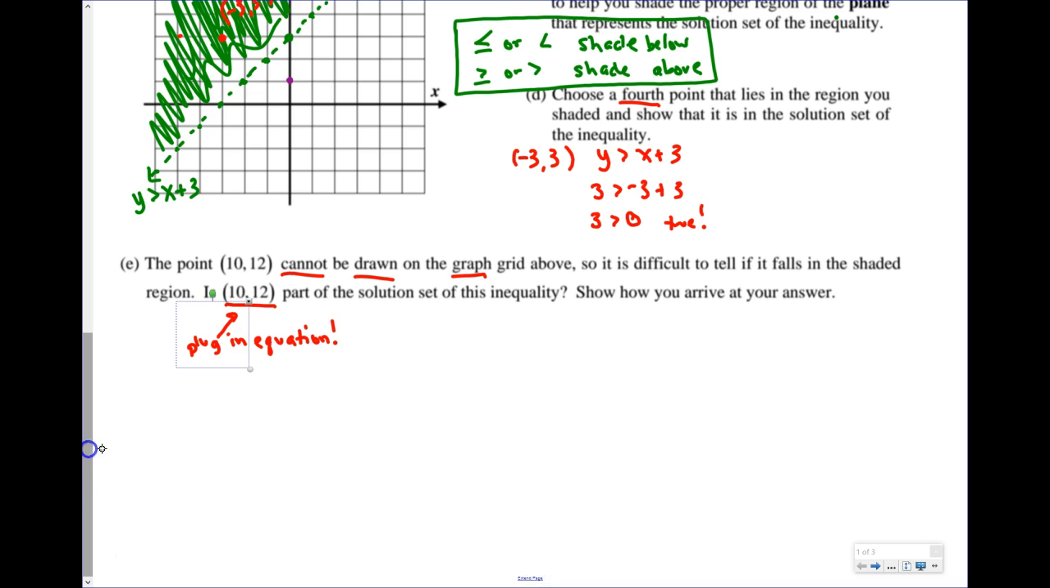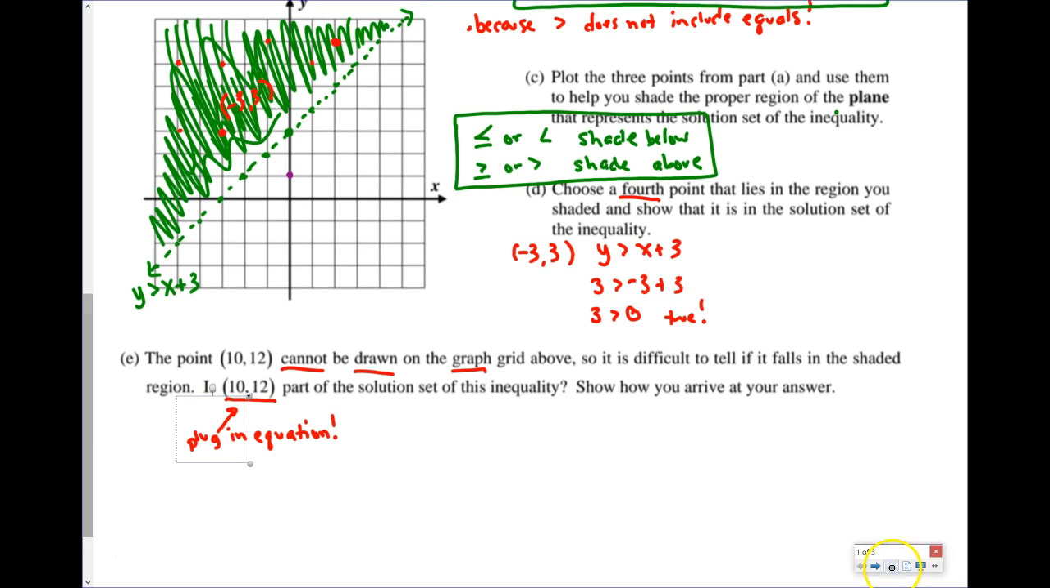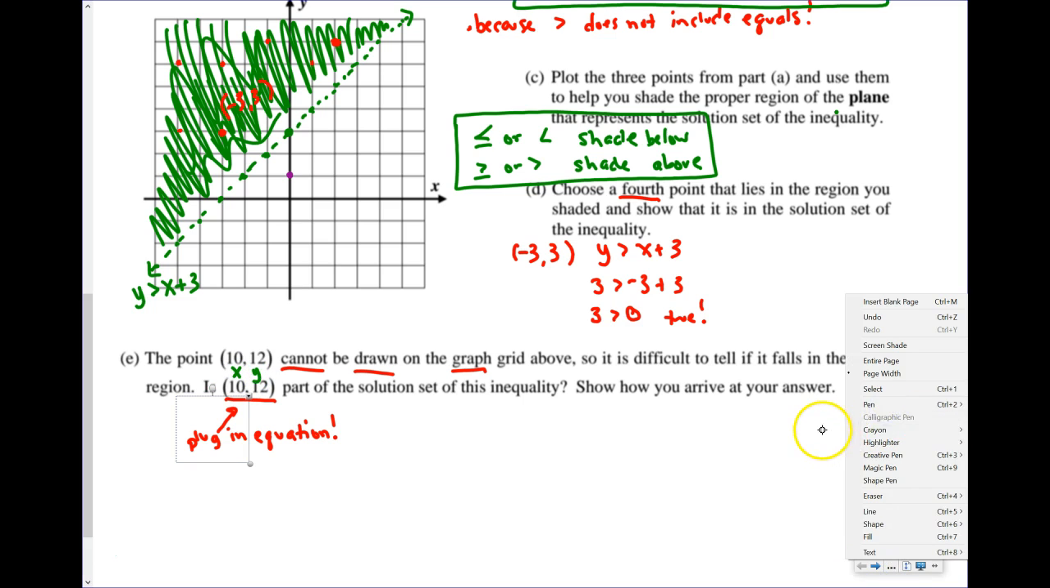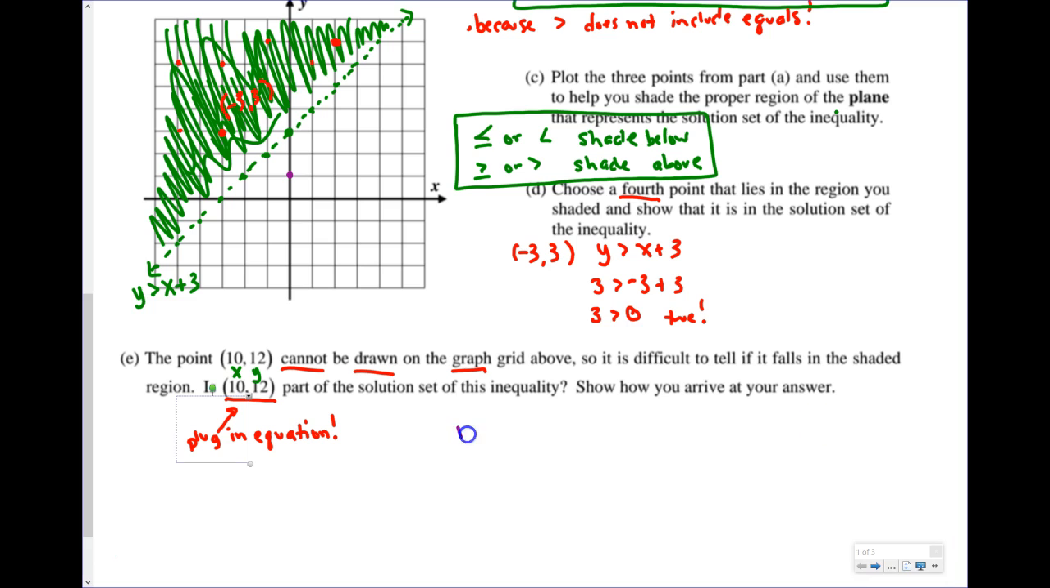You can actually look on the graph, or you can plug it in. So I'm going to label this 10 and this 12, x and y. I'm going to rewrite my equation: y, same one, greater than x plus 3. But instead of y, I'm going to plug in 12, and instead of x, I'm going to plug in 10. I'm going to see if it will work.